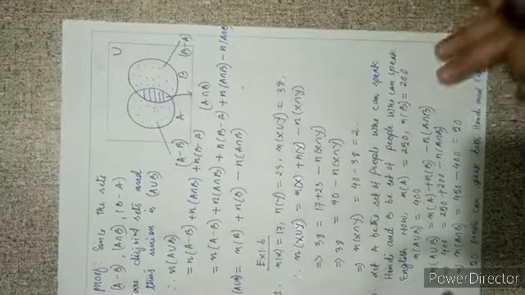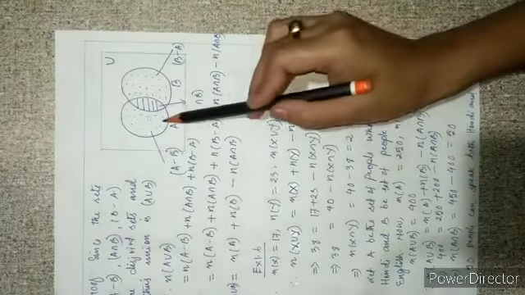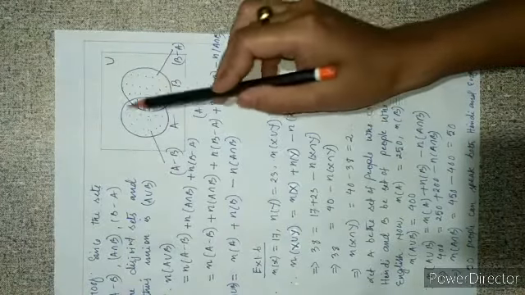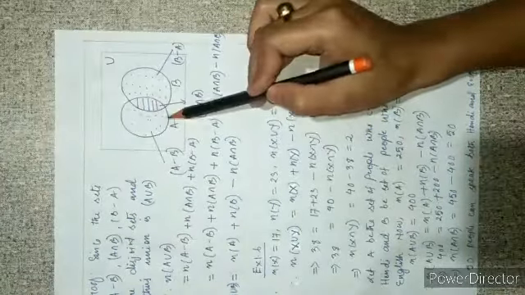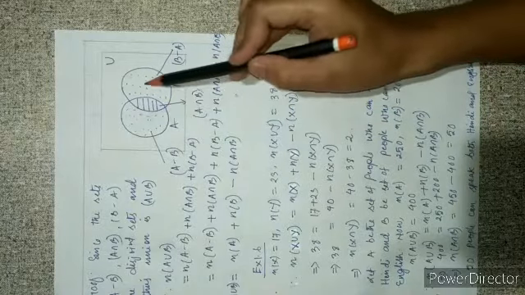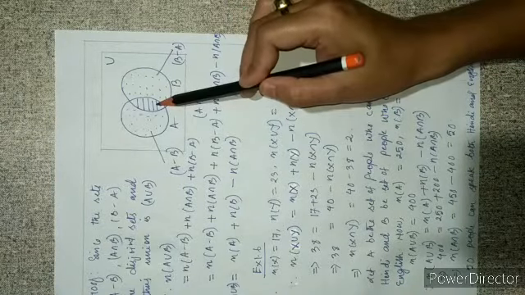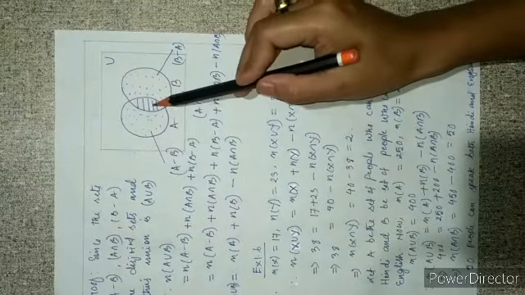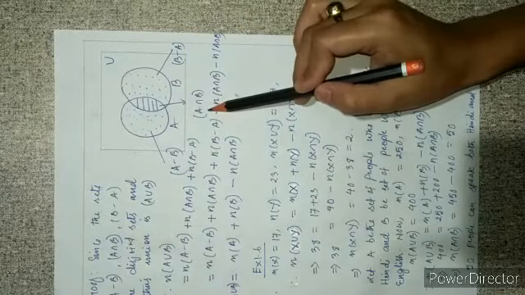Roman number 2. In the first diagram, let us draw set A and set B. Set A is represented by this circle and set B by this circle, and there is some common region in between circle A and circle B. This common region represents A intersection B.